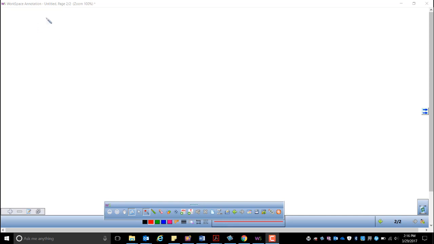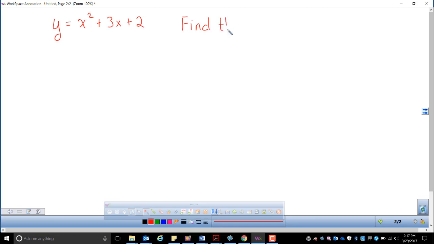All right, guys, what you're going to look at is when you have a quadratic equation, like y equals x squared plus 3x plus 2. How can we find the zeros? So we're going to find what they call the zeros. Another word for it is roots. I call them the x-intercepts. So these three words mean the same.